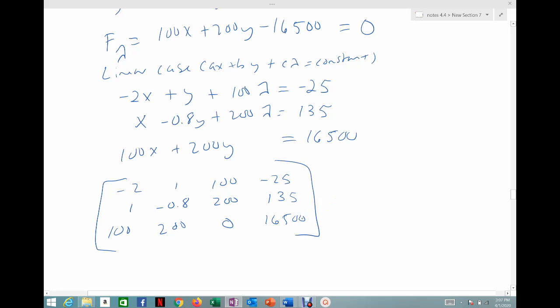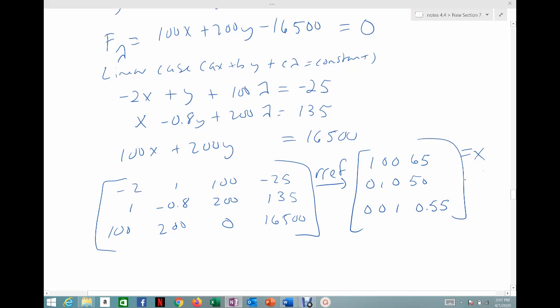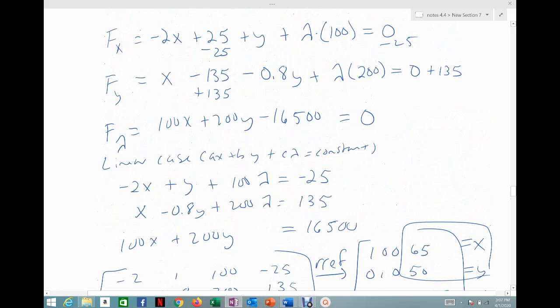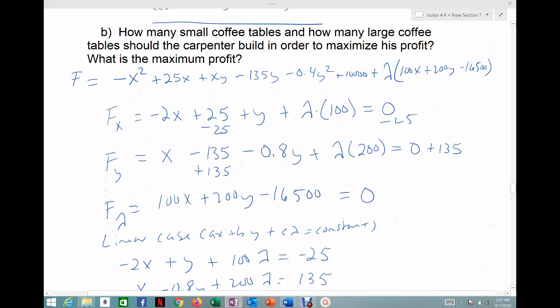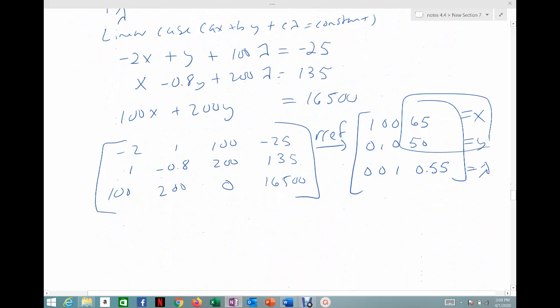Some zeros there. Alright, then do the row reduced echelon form, and it should give you out 65, 50, 0.55. Alright, so there's the x value, there's the y value, and again we find lambda, but we're more interested in x and y. Because that gives us the answer to our question. So the question was, how many small tables, how many large tables should the carpenter build in order to optimize his profit, and then what is the optimum profit? Well, now we know.